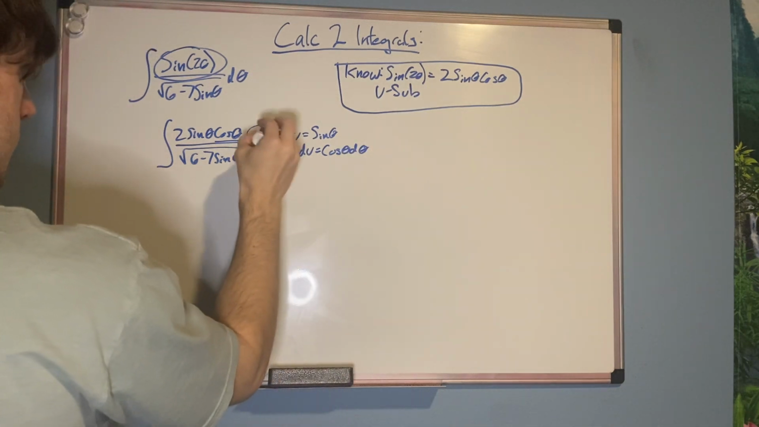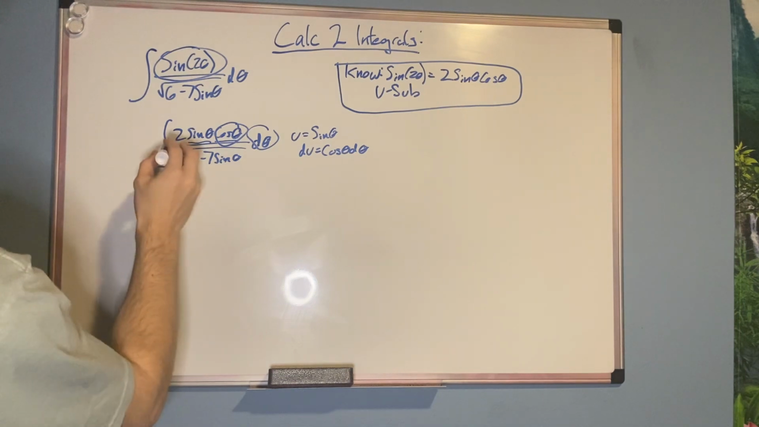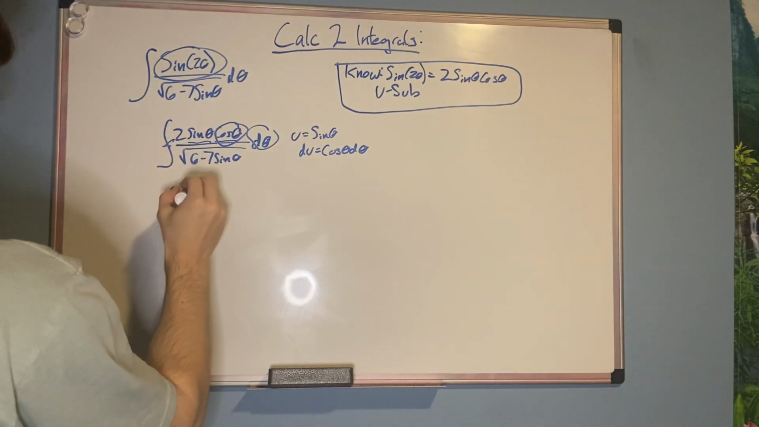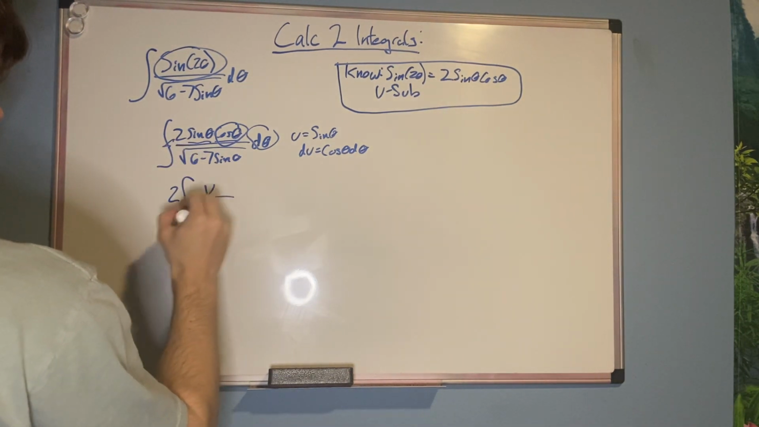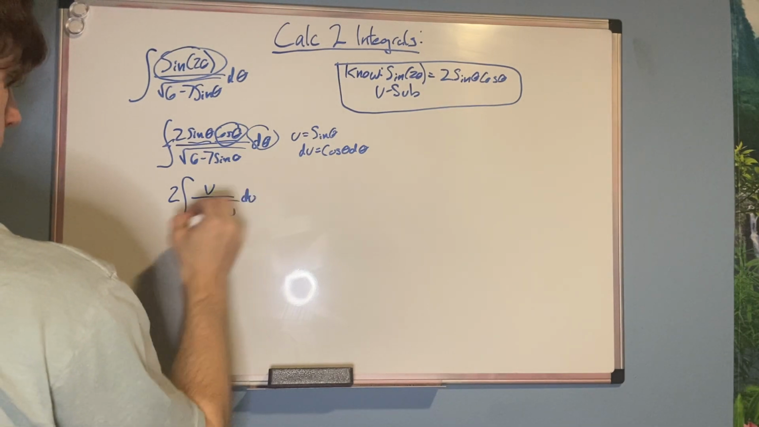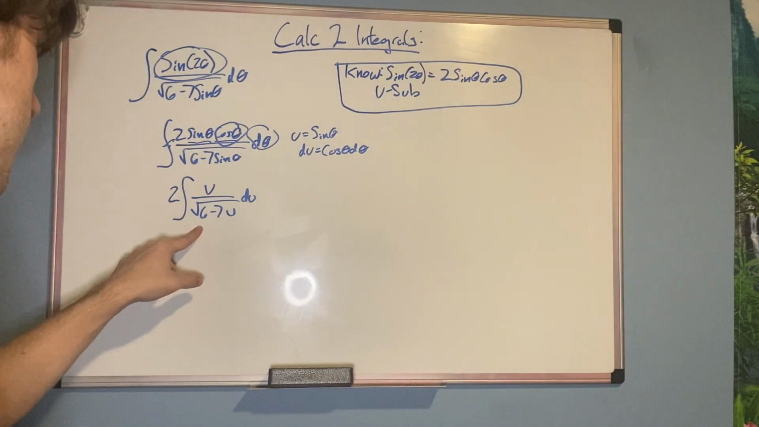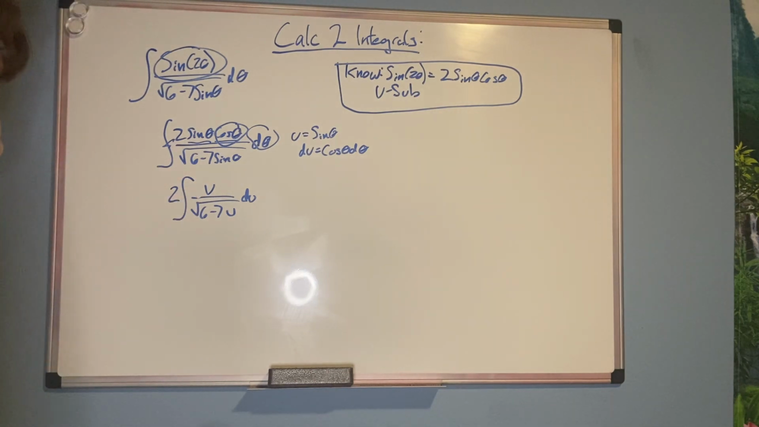And now this gets absorbed and the sine thetas become u, and bring out the 2 on the outside. So 2 integral of u over root 6 minus 7u du. Alright, here's the deal. We still can't integrate. We have a radical in the denominator and a u in the numerator. We really can't integrate that still.